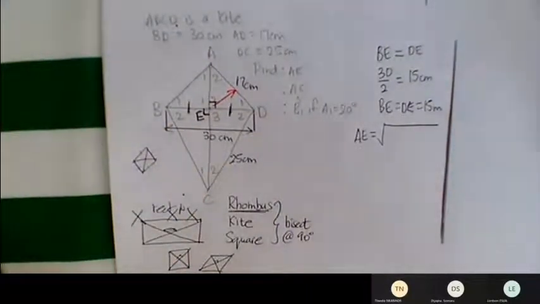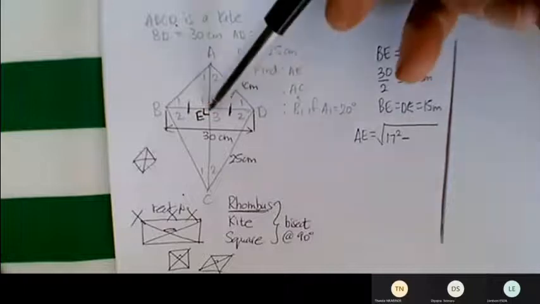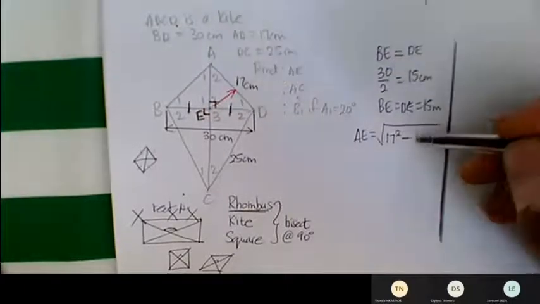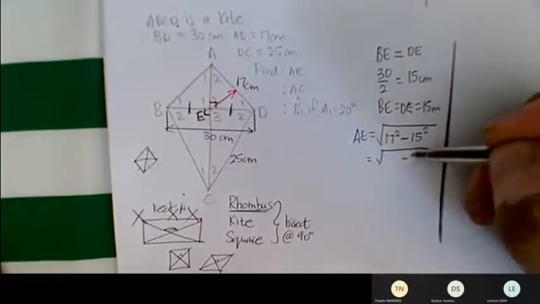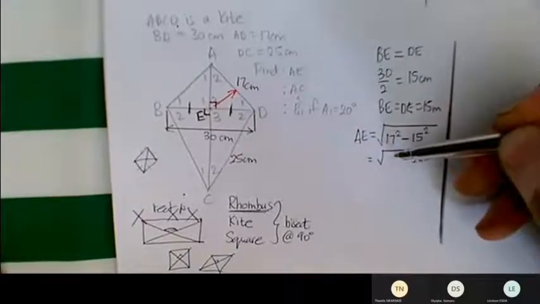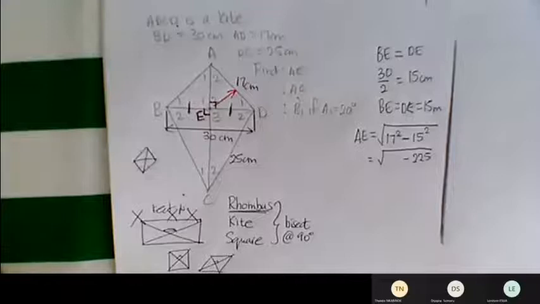So then we're going to say AE equals the square root of 17 squared subtract, what is our value again here? 15. 15 squared. 17 squared, I can't remember, but I know 15 squared is 225. I think 17 squared is 289 if I'm not mistaken. Just punch into your calculator 17 squared. I don't have a calculator here. Anyone with a calculator there? Let me just check on my phone for calculator. 17 squared.